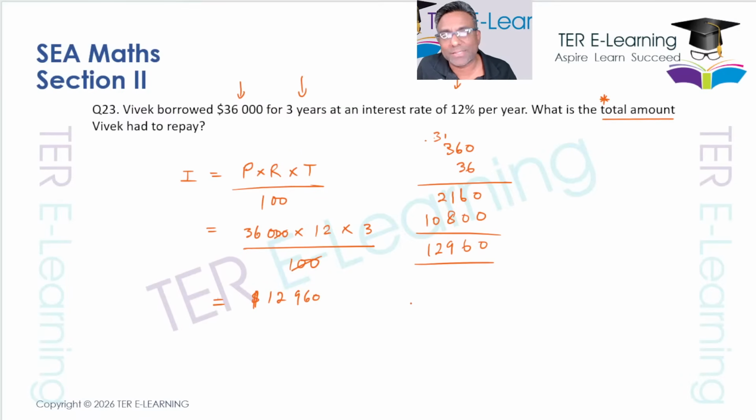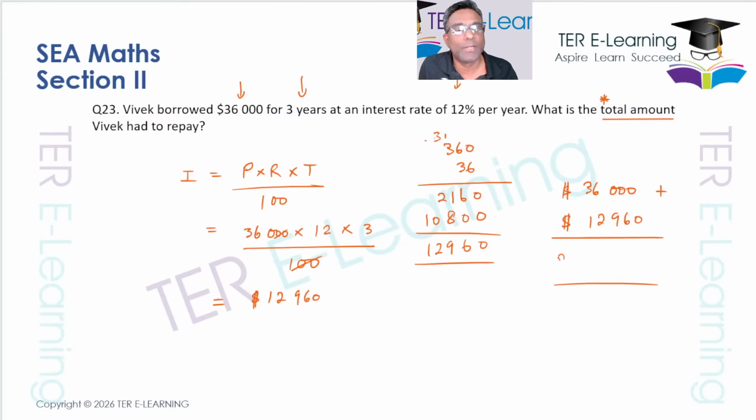Sometimes they may ask us to work out the simple interest, or they will ask you how much do you have to repay in total. Now remember, the money that Vivek borrowed here is 36,000. That's the principal, but the amount he has to pay back would be the principal plus the simple interest. So we have to add this here, 12,960. You have to add that to figure out the total he has to repay. So in this case here, this will be 0, this will be 6, this will be 9, 6 and 2 is 8. So he has to pay back 48,960.